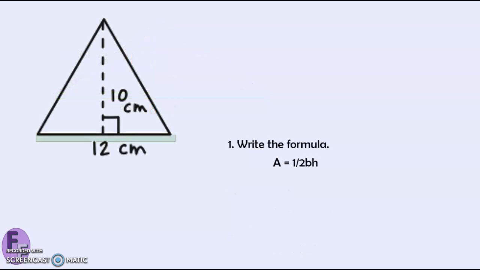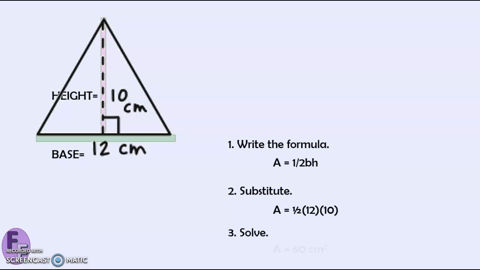Write the formula. Area equals 1/2 the base and the height. Identify the base and the height of the triangle. Then substitute in the numbers for the variables for the base and the height. This gives you 1/2 times 12 times 10. The area equals 60 centimeters squared.